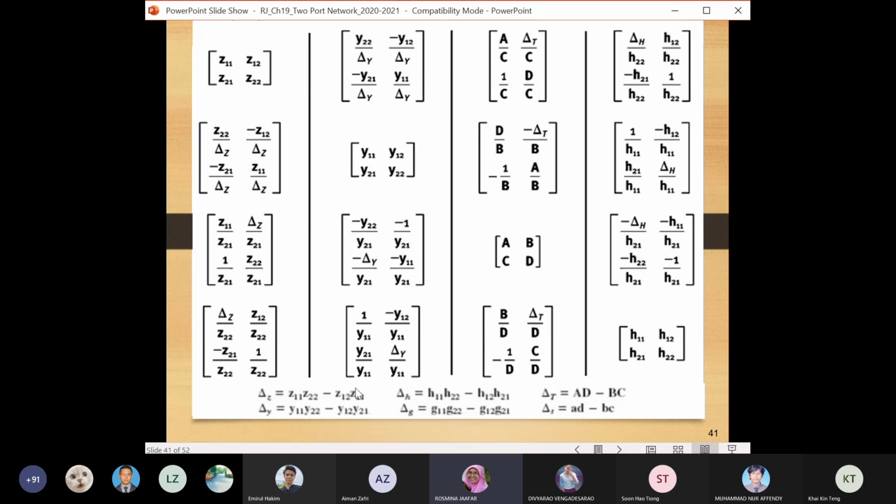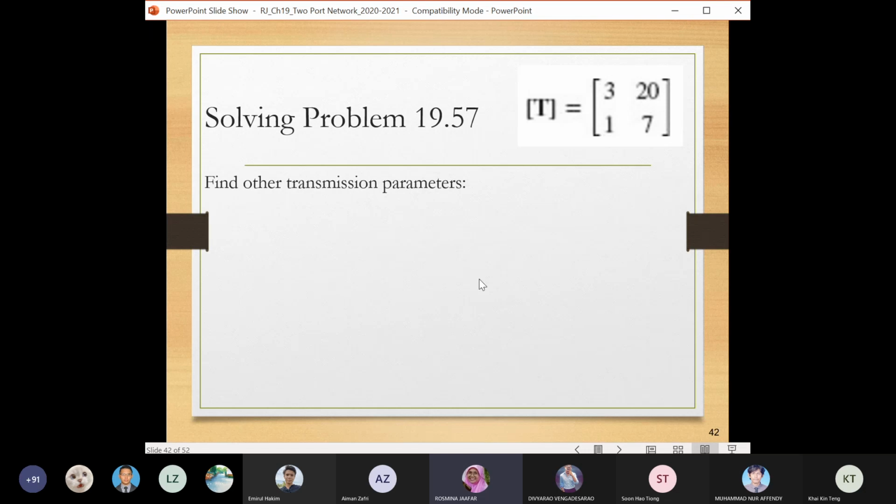Okay, and let's do an example. In this example, you are given an ABCD parameter with a value of 3, 20, 1, 7. The question asks you to obtain the other transmission parameters. So we want to calculate the impedance parameter, admittance parameter, hybrid parameters, and the inverse hybrid and inverse T also.